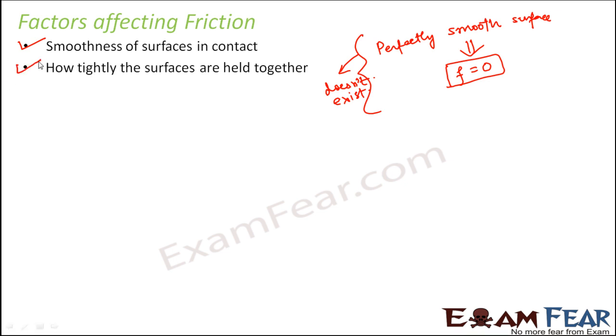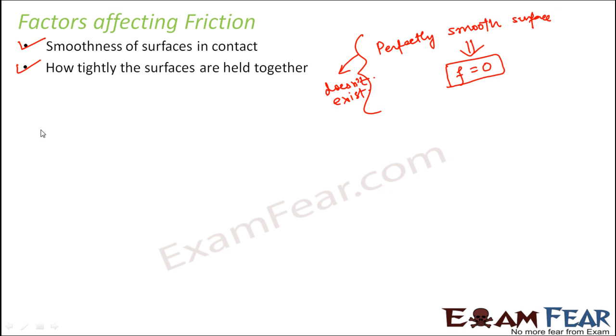Secondly, how tightly the surfaces are held together. Now, as I mentioned, friction comes into the picture only when two surfaces are in contact with each other. When I say in contact, there are chances that the two surfaces are just touching each other, and there is a probability where the two surfaces are touching each other in a good way.